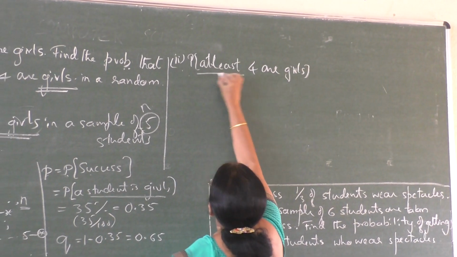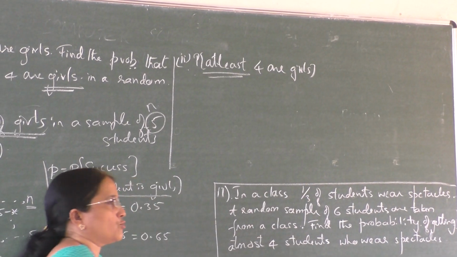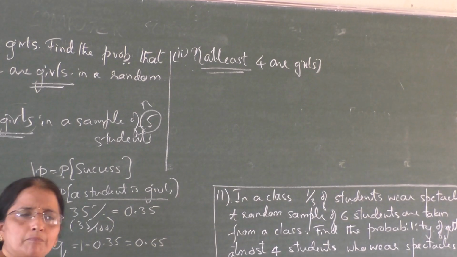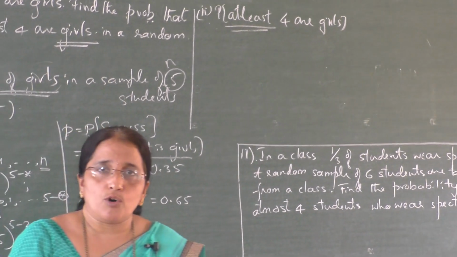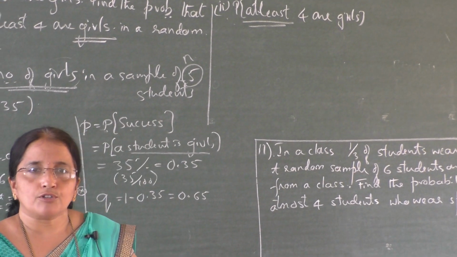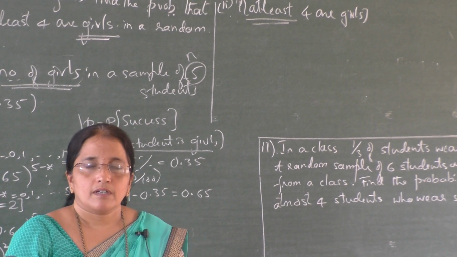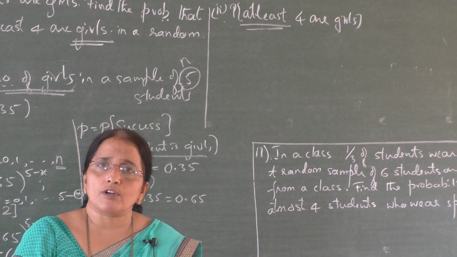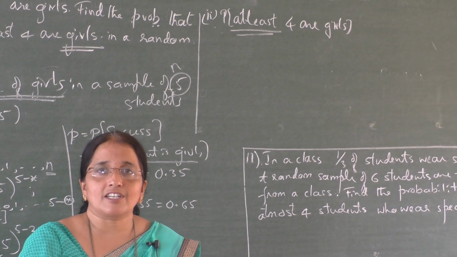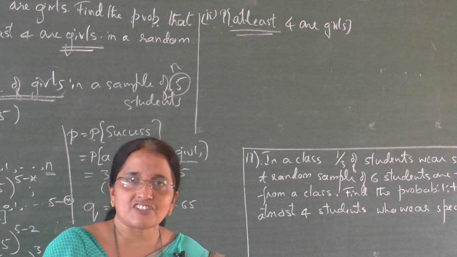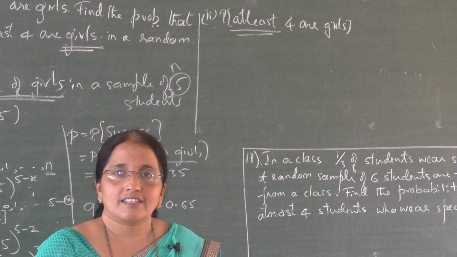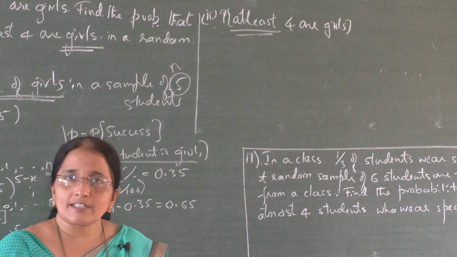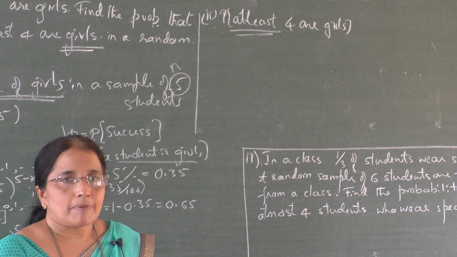Now it is a very, very important word. Throughout these 2 chapters we are going to use this word, and it is very simple. What is at least and at most? Both of these words we use in day-to-day life. To get promotion, a student must score at least 35 marks. What do you mean by at least 35? If a student scores 35 or more than 35, we can say he passed.